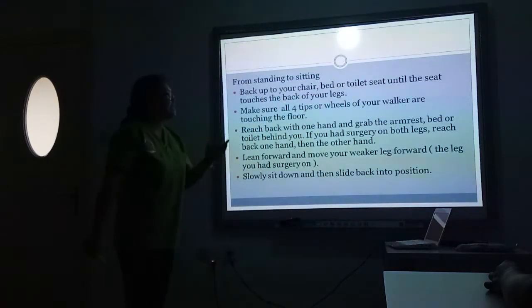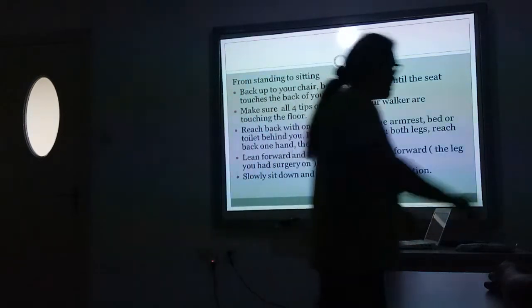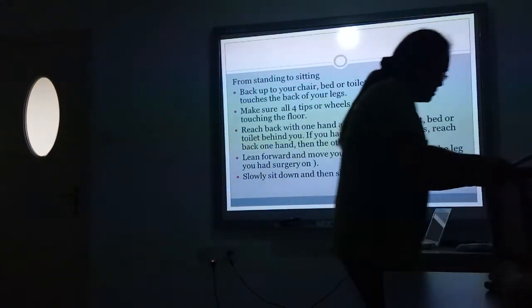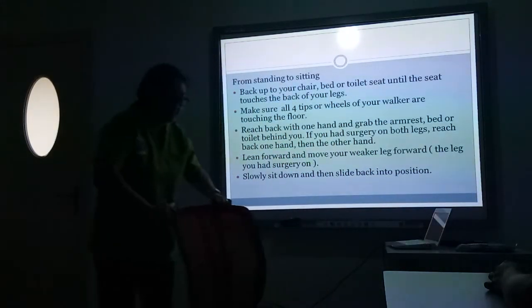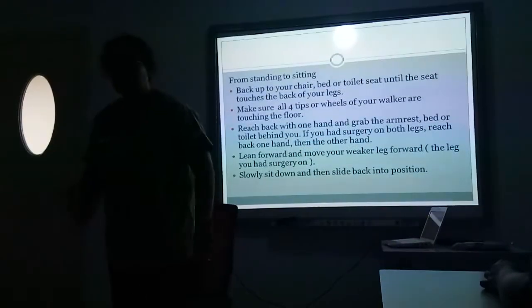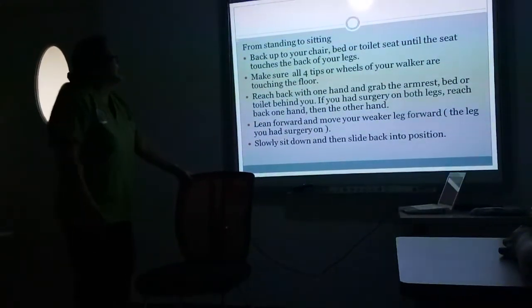Okay. From standing to sitting. Backward to your chair, bed, or toilet seat. For example, ito yung seat. Okay, ito yung seat. Backward ka. I-feel mo na nandyan na yung seat or pwede yung toilet seat rin.